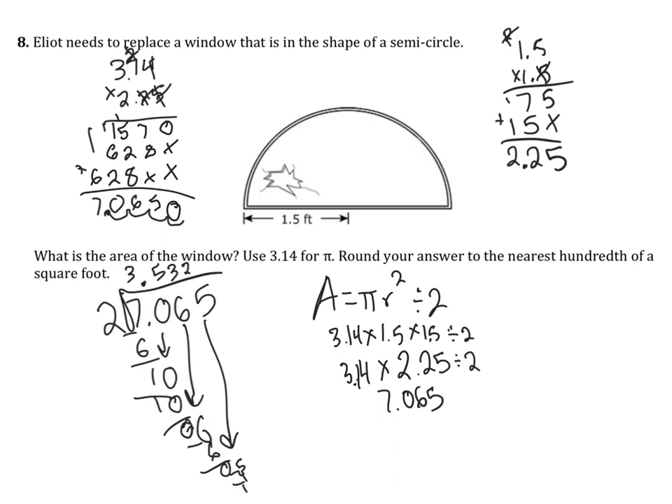Now, since it only wants us to go to the nearest hundredth, we can stop there. So we're given 3.532. Now, the hundredths place is right here. It's the tenths, then the hundredths, then the thousandths. So since we need to round to the hundredths, we look at this. It's 4 or less, so the 3 rests. So we just get 5.